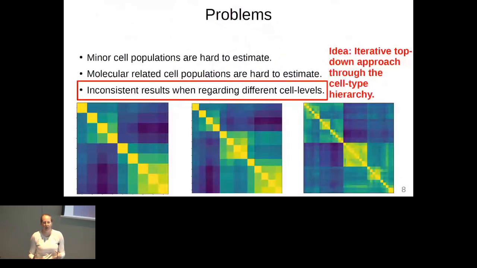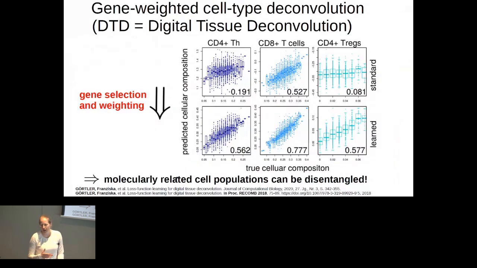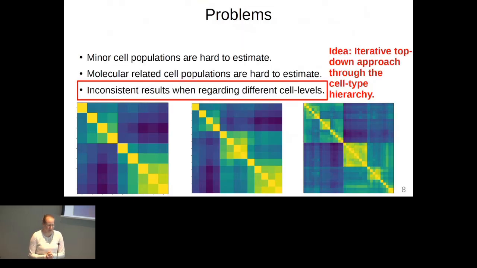But now we are on our last problem. When you go back here, when we would just calculate the deconvolution on the main cell types, like with T cells, this sum of these 3 T cell subtypes would not necessarily be the same like we get on the main cell type. So it would be inconsistent. And therefore, we have to deal with inconsistent results when we're regarding different cell levels. And this we're regarding now. And here our idea was that we use an iterative top-down approach through our cell types hierarchy, so that we can use the results gained on the main cellular level and go down.